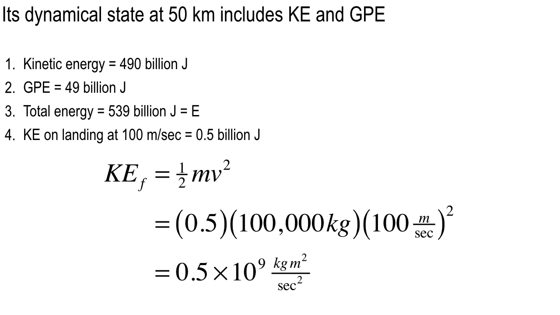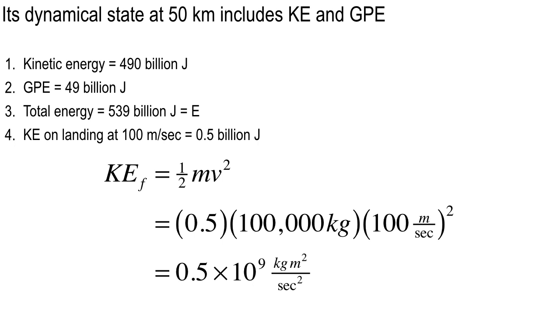This is the landing speed at the shuttle landing facility. 0.5 times the mass, 100,000 times landing speed, roughly 100 meters per second, quantity squared, and that works out to half a billion. So when you're talking about the space shuttle landing, you're talking energy in the order of gigajoules, billions of joules, or hundreds of gigajoules. It's a lot of energy. Billions and billions of joules.